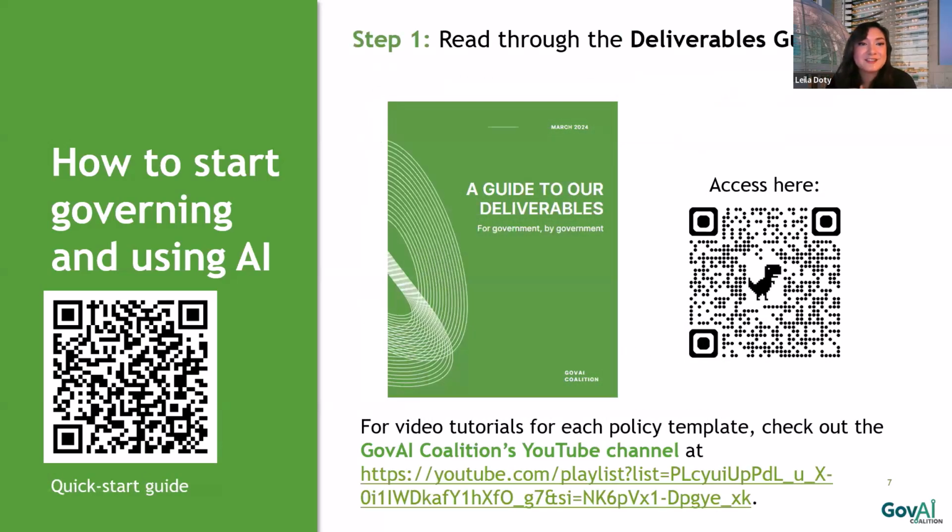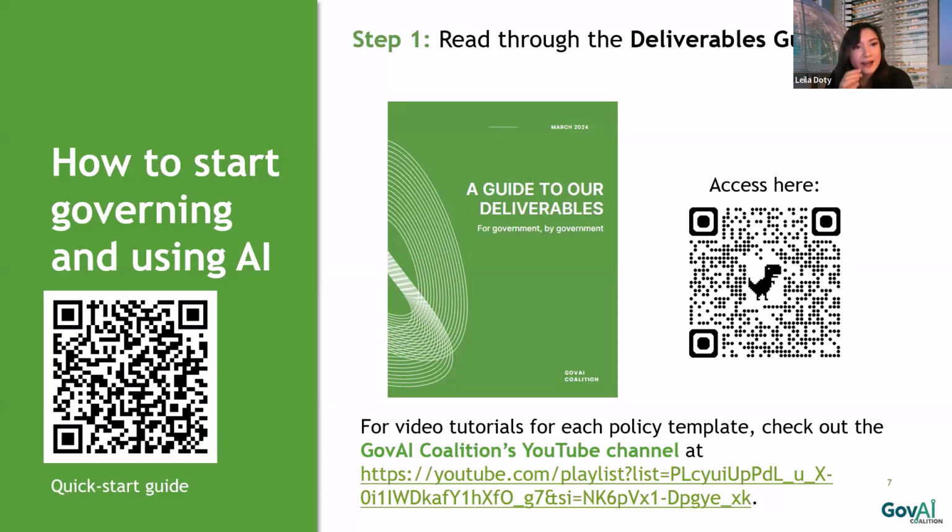So the best way to get started in using our deliverables is to read the deliverables guide. This was released in March alongside the deliverables and the open letter. It's a relatively brief and I would say succinct document that is really going to help orient you to everything that we have going on. And for each policy template in this guide, there's a one-pager that first explains the purpose of the document, and then secondly, explains how you can actually use it and who we think should be involved in the use of that document. So again, you can access this deliverables guide either on our website or by using the QR code on the right-hand side of the screen.